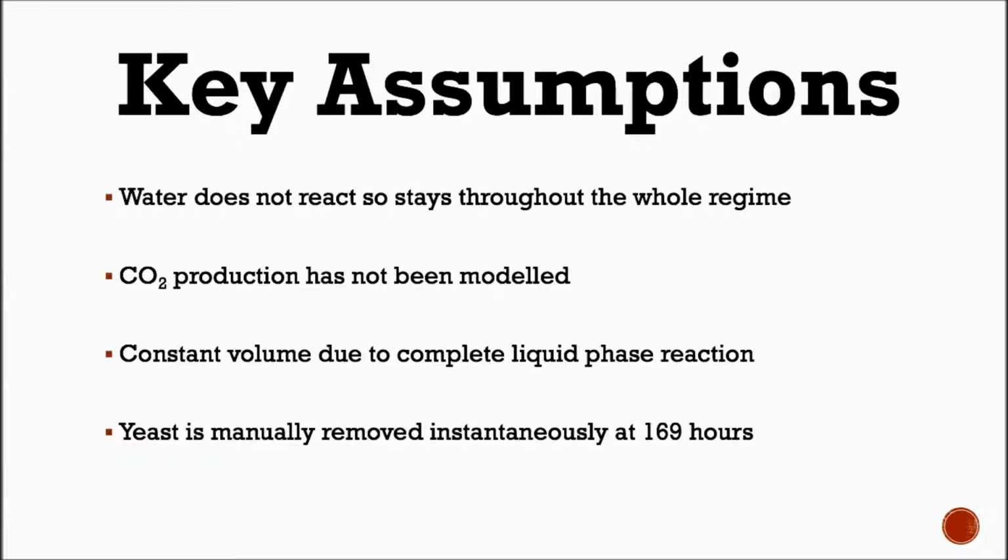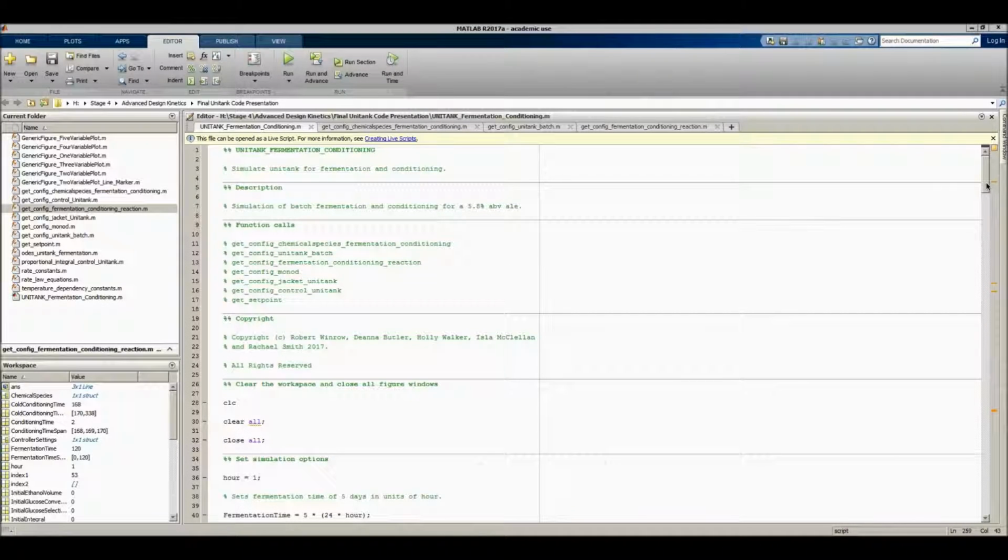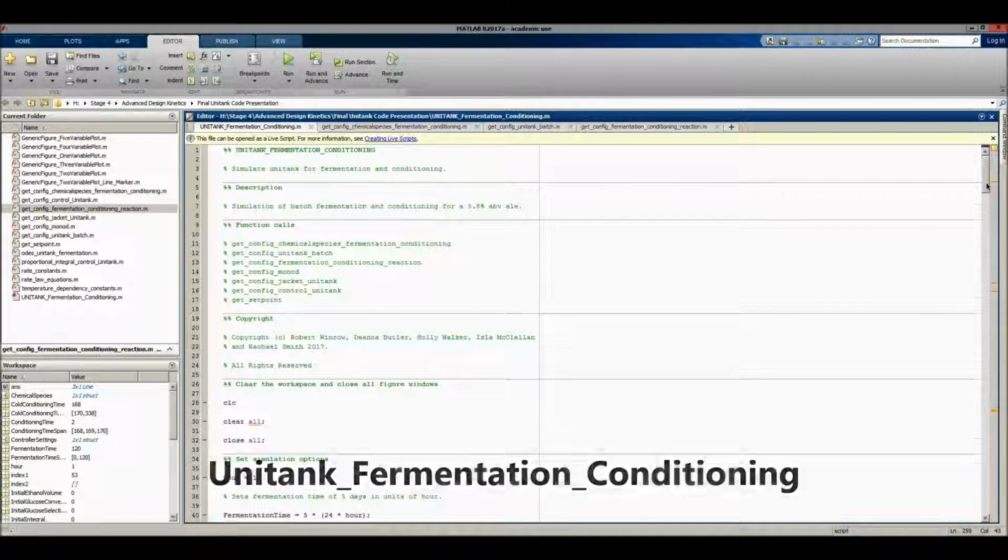The key assumptions for the model are as follows. Water is not a reactant and stays throughout the regime. CO2 production is not modelled. We have constant volume, and yeast is instantaneously removed after the secondary fermentation step, which is at 169 hours. The model is based upon a batch reactor design.